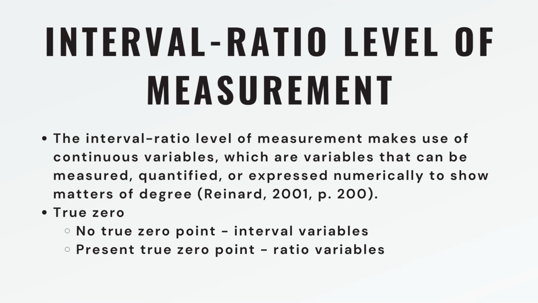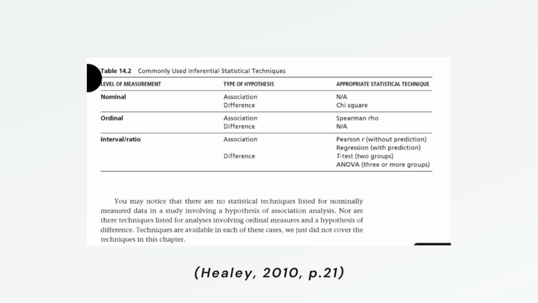Ratio variables under this level of measurement have a fixed zero point, such as the number of siblings, since having zero siblings is possible. Interval variables have no true zero point, with an example being temperature, as the value of 0 degrees Celsius or Fahrenheit does not mean that there is no temperature at all. Healy gives us a summary of the levels of measurement in Table 1.2. As mentioned earlier, this is Healy's table that gives us a summary of the levels of measurement and some examples.